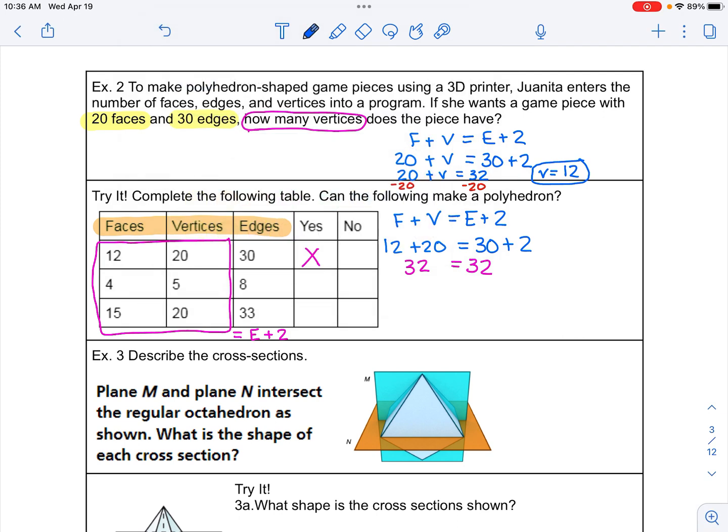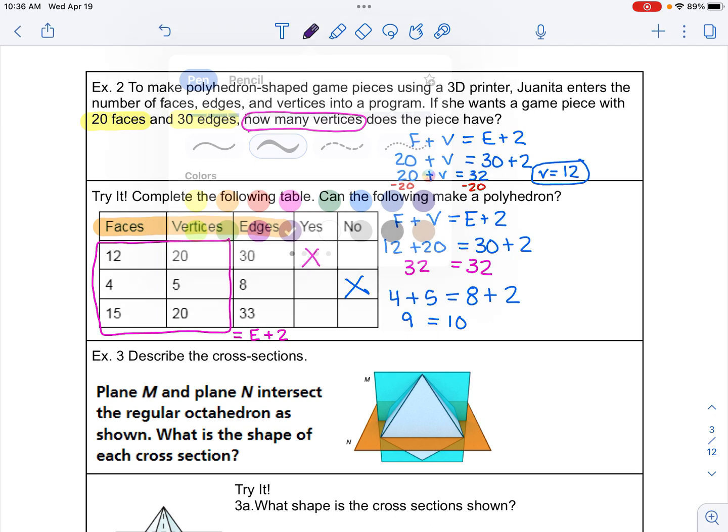So the next row would be 4 plus 5 equals 8 plus 2. Let's see, are those things equal? 9 equals 10. So that is not true. I'll put no for that one.